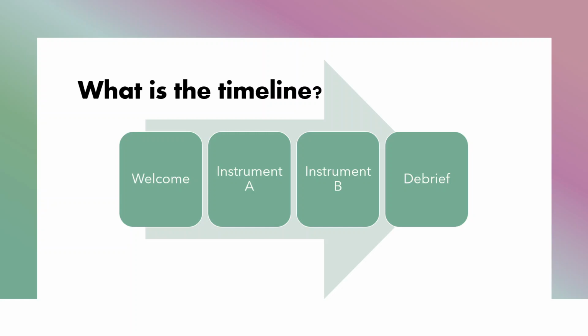So, what is the timeline? I want to keep hinging on this because this is the ultimate end for any kind of building that you're doing within jsPsych. You are creating the welcome, you're creating an instrument, creating instrument B, creating the debrief, and the timeline just says, I want the welcome first, I want the instrument A next, instrument B after that, and then the debrief.